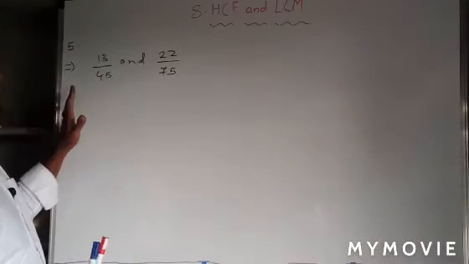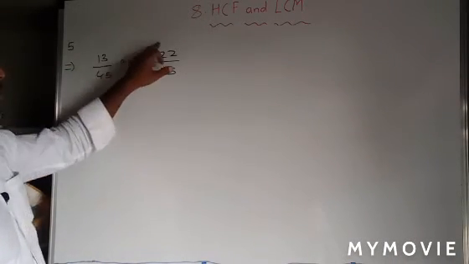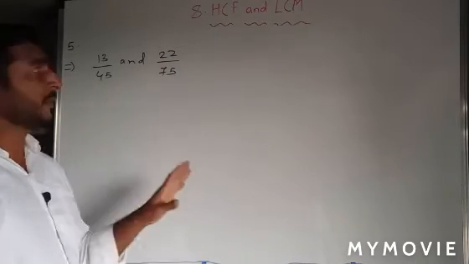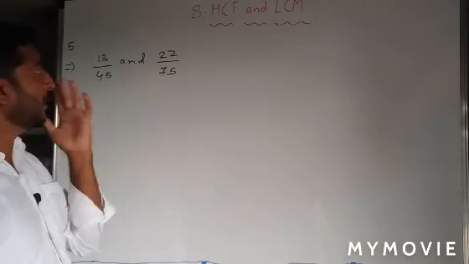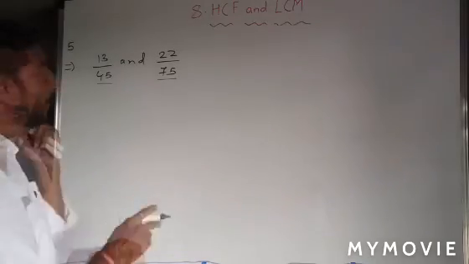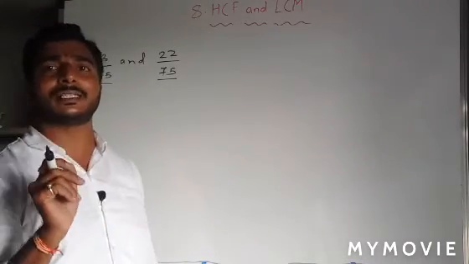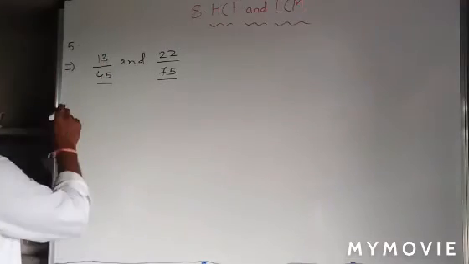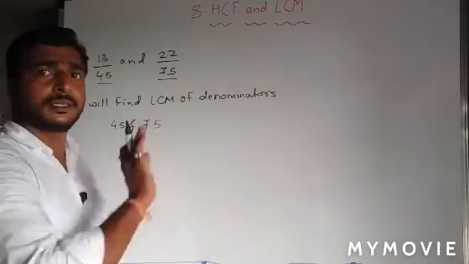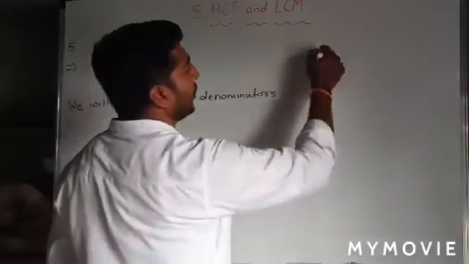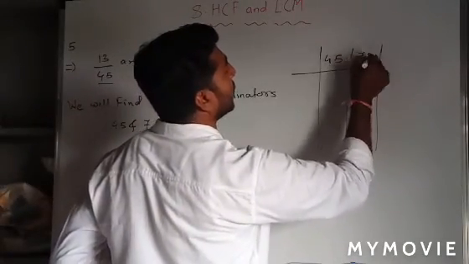So now in the fifth example, there are given two fractions, 13 upon 45 and 22 upon 75. What you have to do? You have to make these two fractions equivalent fractions, and after that you have to add them. So if you want to make the denominators of the two fractions the same, what you have to do? You have to find the LCM of the denominators. So we will say here that to find the multiples of 45 and 75 by the listing method is not possible. So what we will do? We will use the factorization method to find the LCM of 45 and 75.